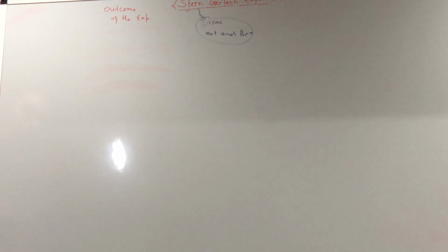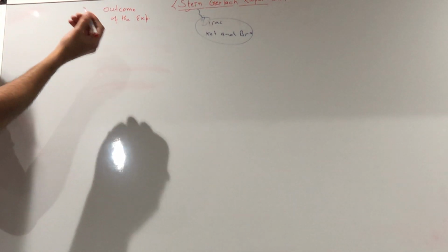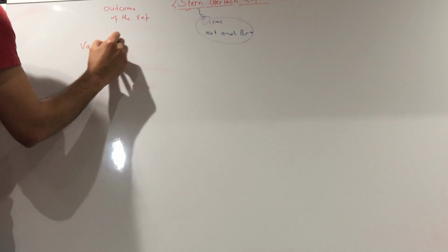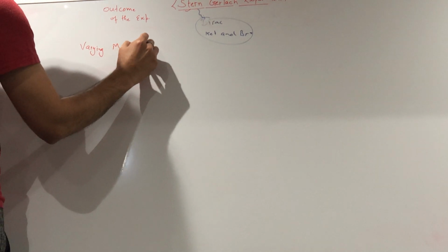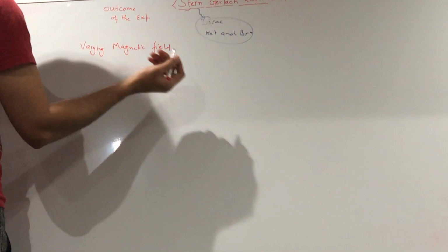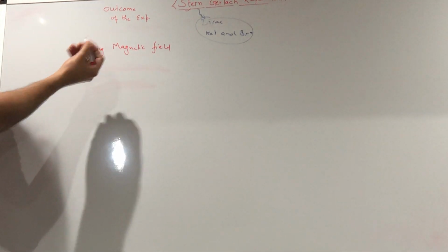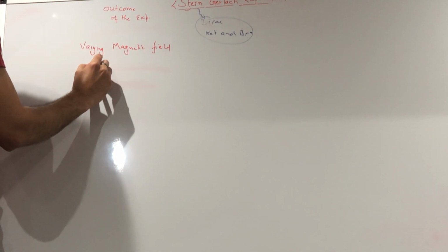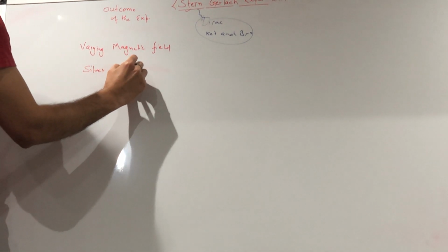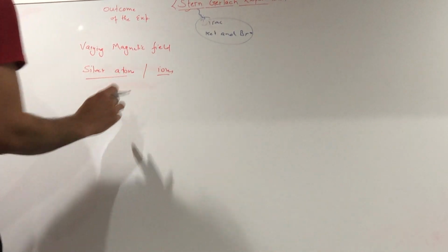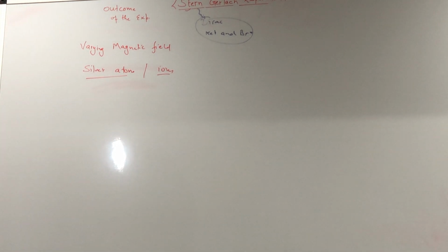So there are some basic concepts, basic requirements to perform this experiment. We need varying magnetic field. For this experiment, we need the special variation of the magnetic field. We need silver to perform this experiment. Why silver atoms and why not the ions in this experiment, and what is the significance?